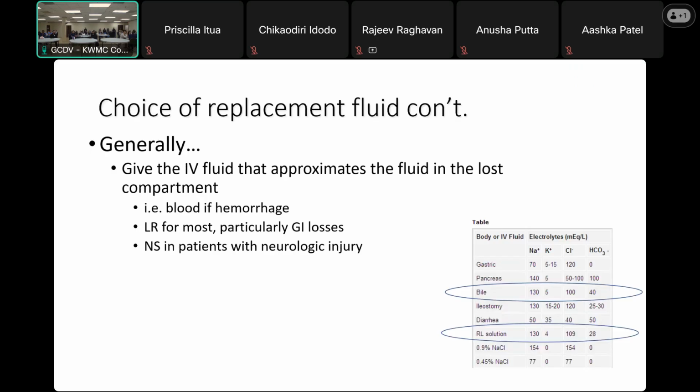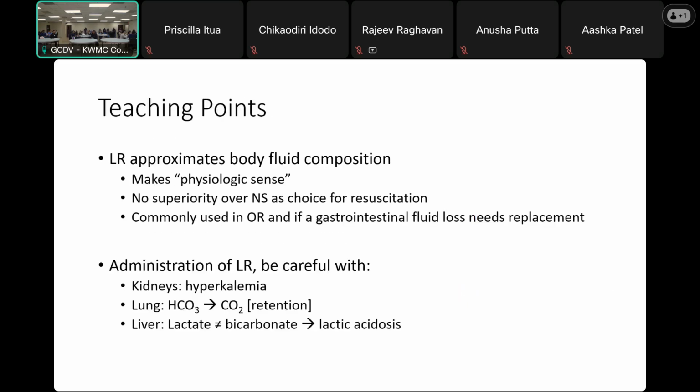So choice of replacement fluid, in general, LR, I'd say, is going to be the most common fluid you're going to use. In patients with any kind of neurological injury, normal isotonic saline can be used because it has some vasoconstrictive properties which can help in patients with particular CNS injury, but we'll talk about that. For most of the patients you're going to see in the hospital setting, I think LR is going to be preferred in most of these studies to support that.